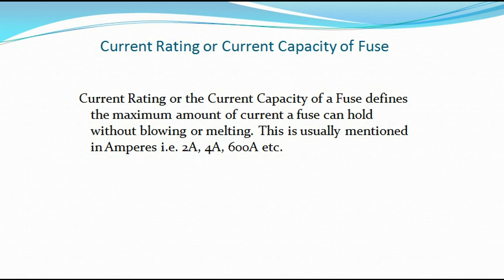This is usually mentioned in amps. For instance, 2 amps, 4 amps, 600 amps, and so on and so forth, all depending on the maximum amount a fuse can handle. That is why it is called current rating or current capacity of a fuse.